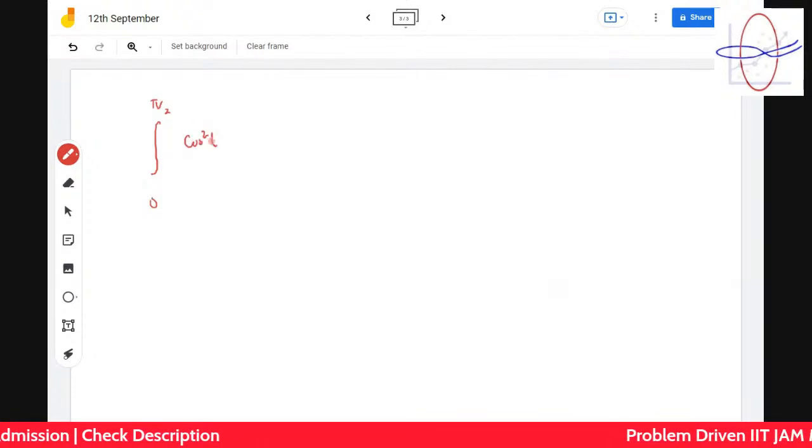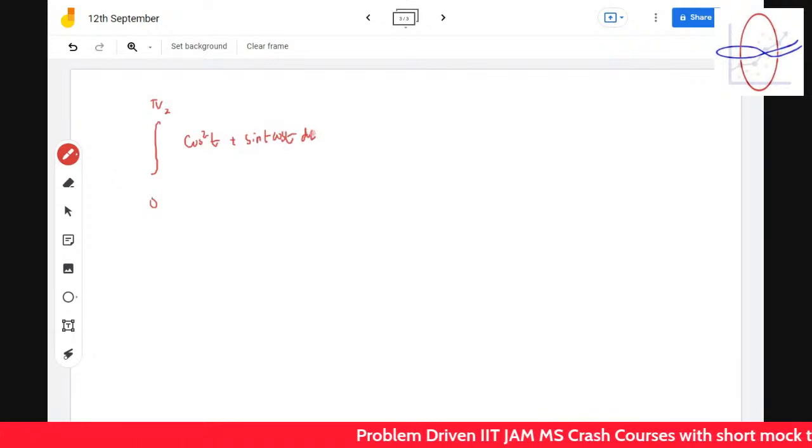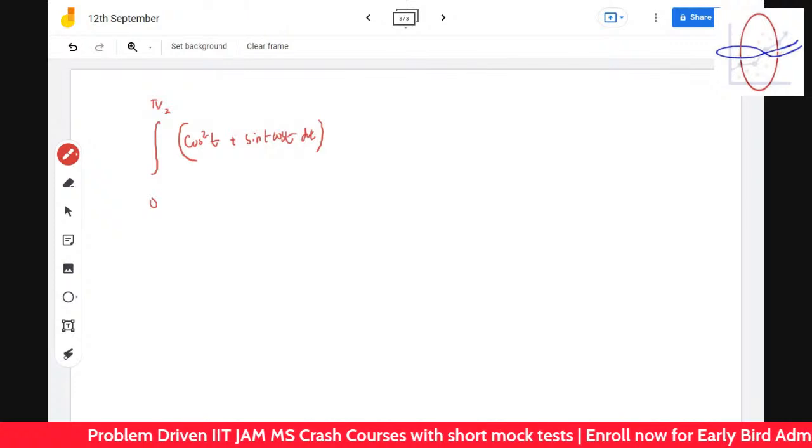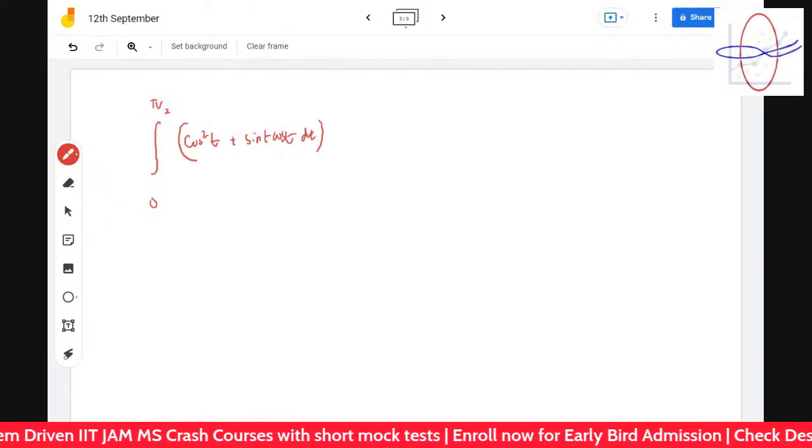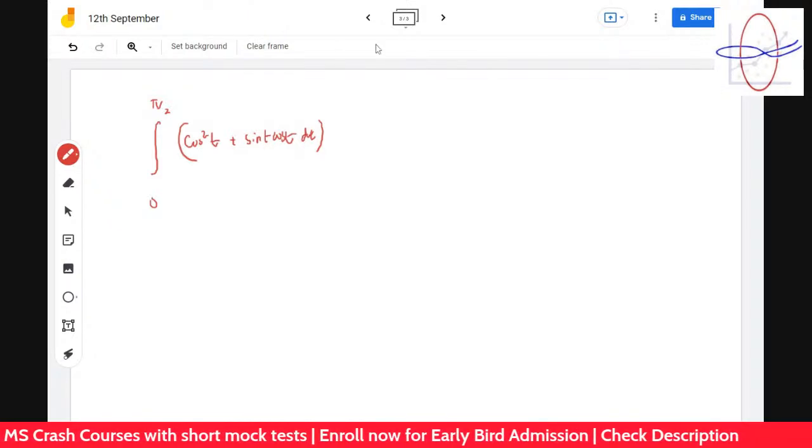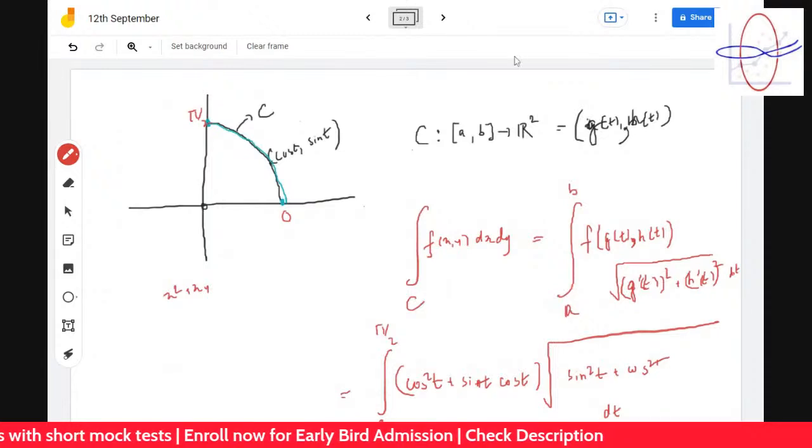cos square t plus sin t cos t dt. So I will come to this integration once again, but before that, what I will do is the following: I will actually show you the proof of the result, like why this is true.